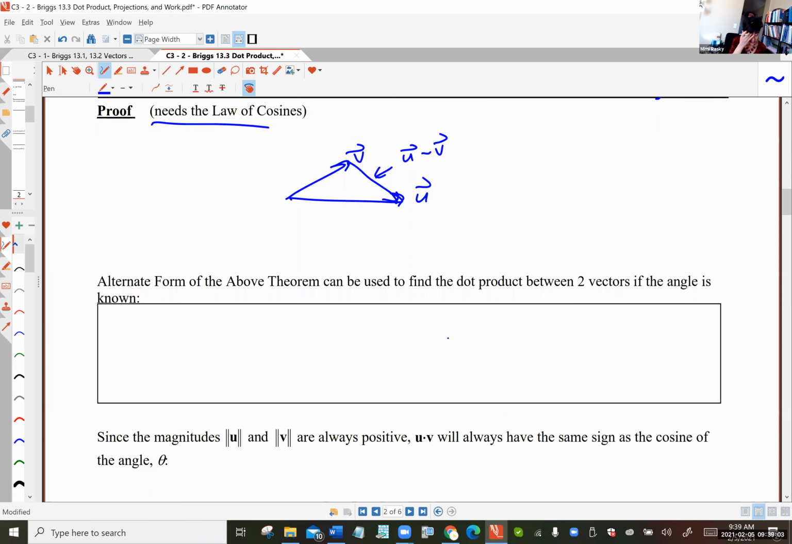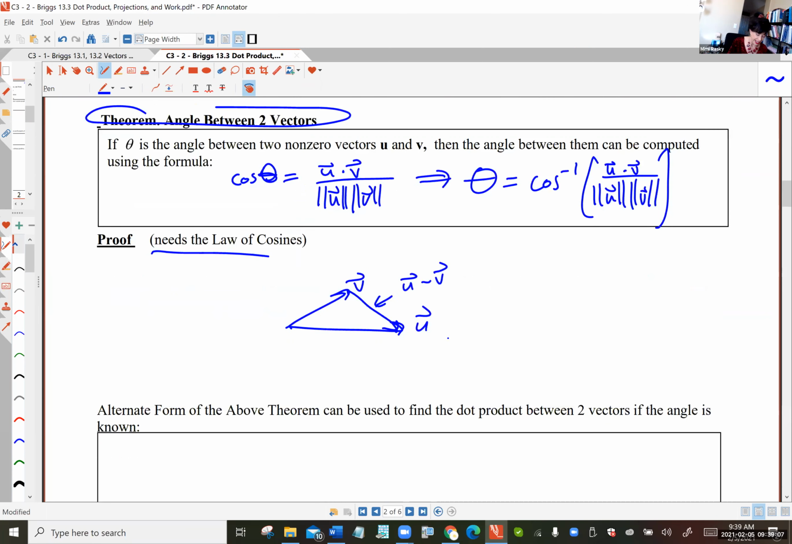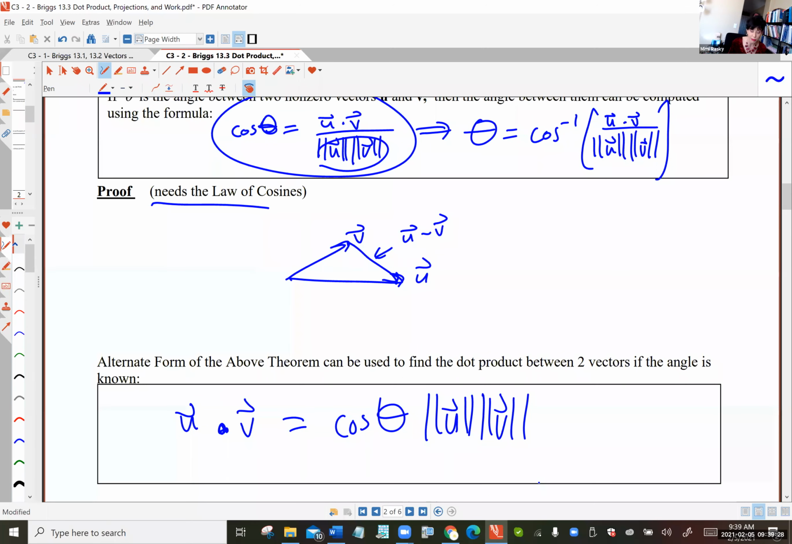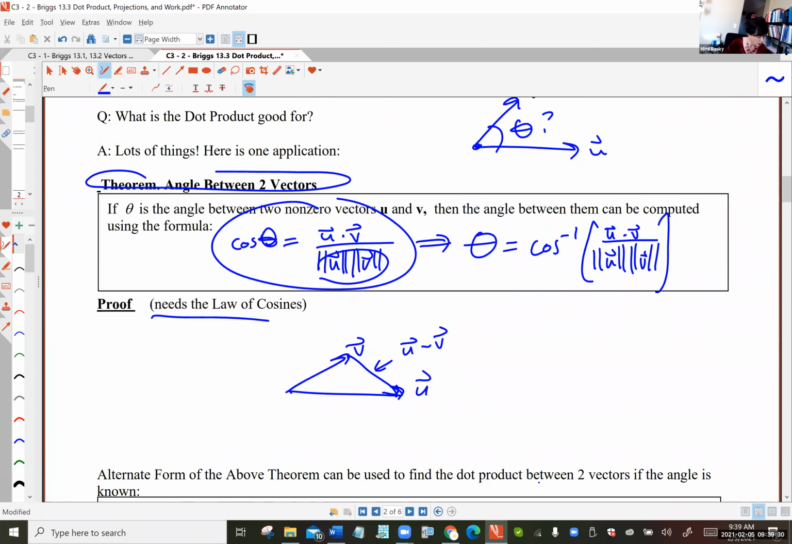Now, let's do the alternative format of this theorem. If you rearrange this theorem, where you kill off the denominators by multiplying both sides by this denominator, you get u dot v, that's a dot, is equal to cos theta multiplied by the product of the magnitudes. Well, who cares? You're not doing a new thing. This is the same, but it depends on the context which version you'll use.